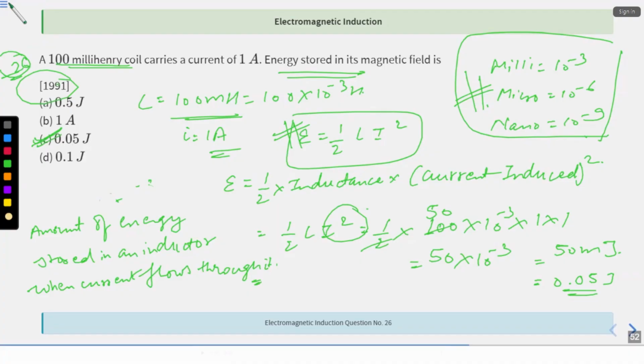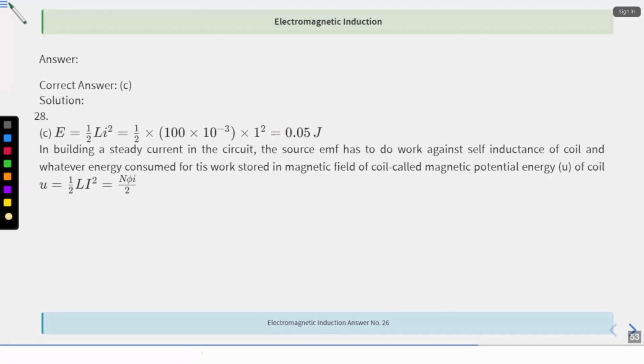So now moving ahead to question number 27. It is written here also. In building a steady current in the circuit, the source EMF has to do work against self-inductance of the coil, and whatever energy consumed for this work is stored in the magnetic field in form of magnetic potential energy of the coil, given by half Li squared. Okay, so this is it. This is shown here, and how this comes.